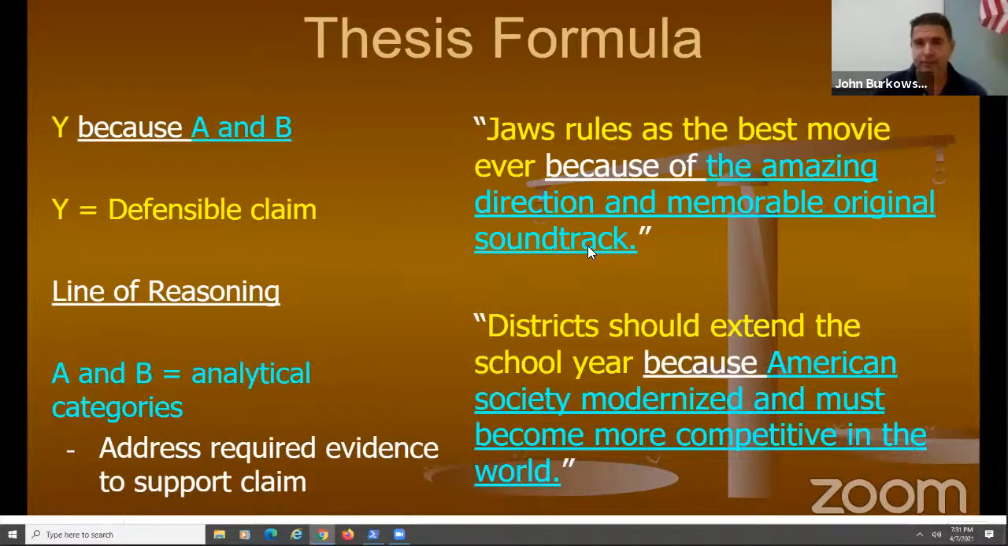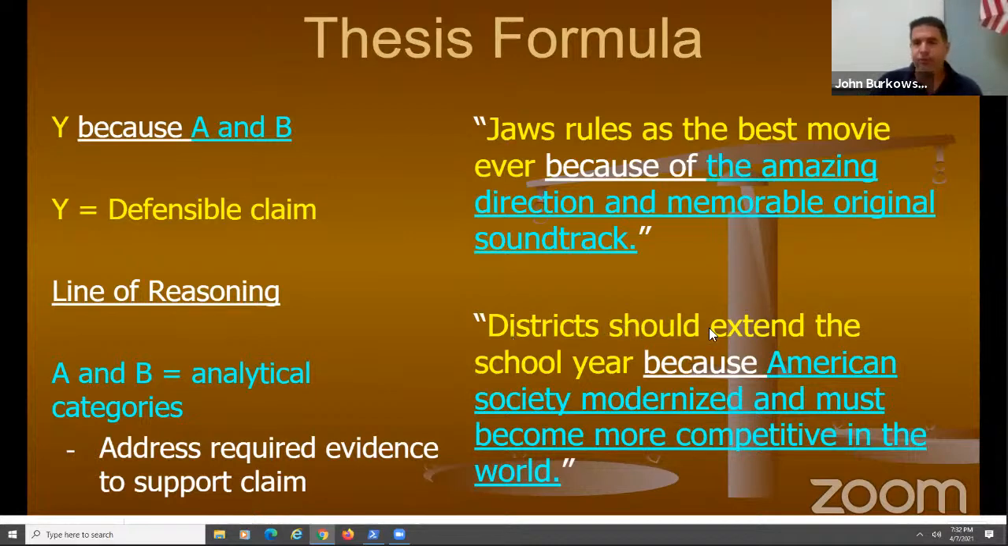So if I were to write this essay, and I kind of have, my claim is, somebody asked us, well, what do you think is the best movie ever? I go, Jaws rules as the best movie ever. Because of amazing direction. So in my essay, I'm going to describe and explain the amazing direction and why it makes Jaws an awesome movie. And I'm also going to, in another paragraph, per se, get into the original soundtrack. And you see how it says amazing or memorable. So yeah, I've got to really justify why I'm establishing it this way, but within these relevant categories, right?